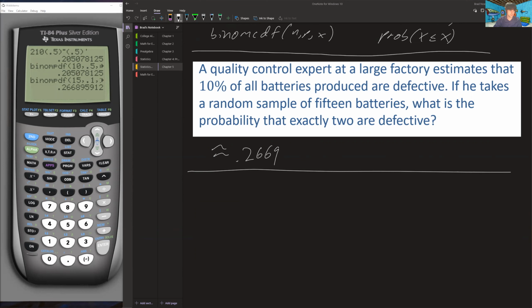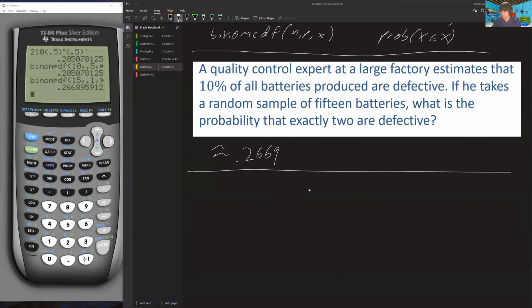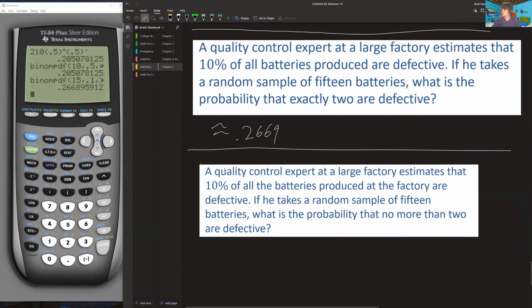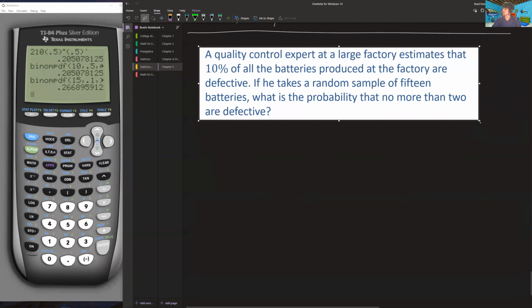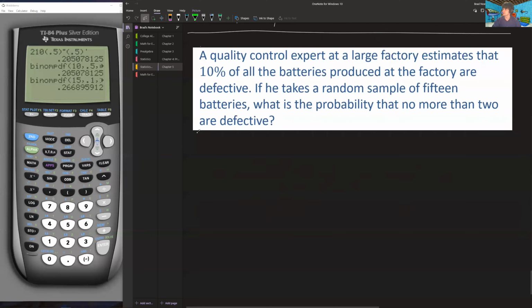All right. So same basic example here, but this is going to be slightly different. A quality control expert at a large factory estimates that 10% of all batteries are defective. Takes a random sample of 15. What is the probability that no more than 2 are defective? So this is different than our last one. Our last one wanted to know the probability of 2 being defective. This one wants to know the probability of no more than 2.